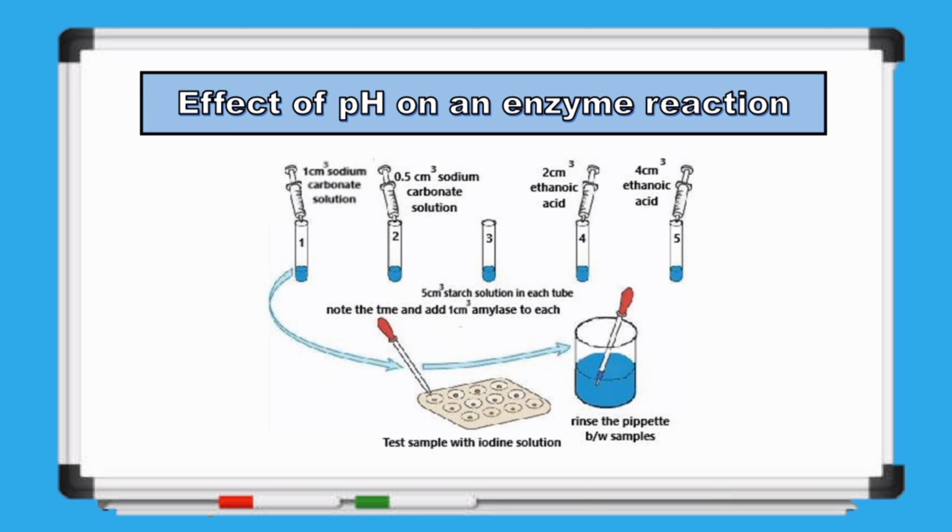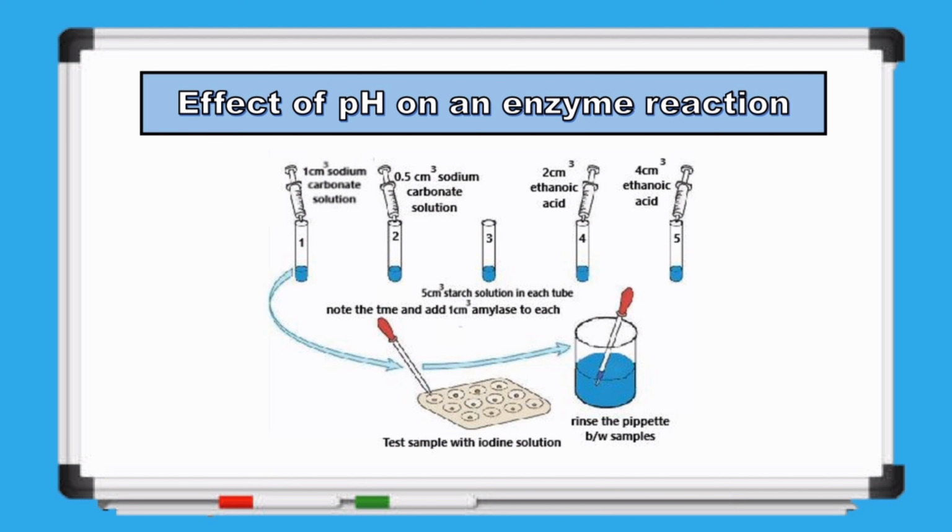In the next step, 5 cm³ of starch solution will be added to each test tube from a beaker, ensuring all tubes receive the same amount of substrate. Then, 1 cm³ of amylase enzyme will be added to each test tube, and the timing will begin immediately upon addition. This is crucial for measuring how quickly the enzyme breaks down starch under the different pH conditions.